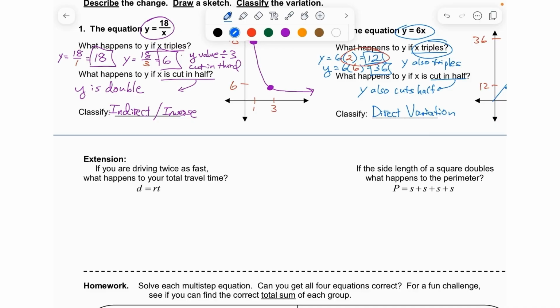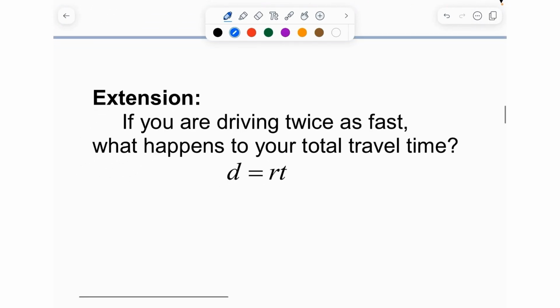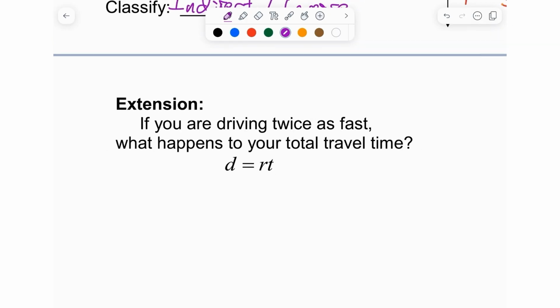All right, so the last thing we want to do here is a little extension and just kind of pulling together everything we learned on the front. So here, let's jump in to this problem. If you're driving twice as fast, what happens to your total travel time? Does that sound kind of familiar? Yeah, it was the same question that we started the lesson with.